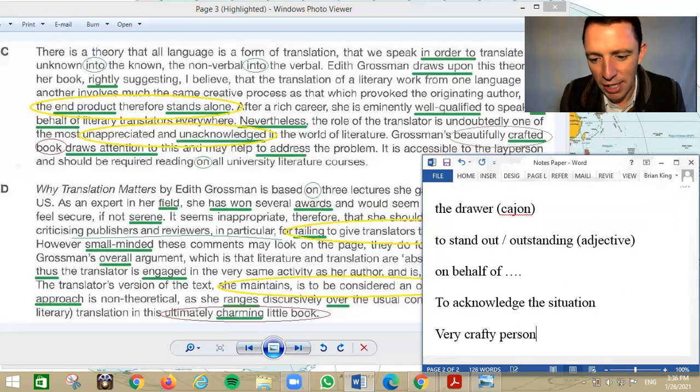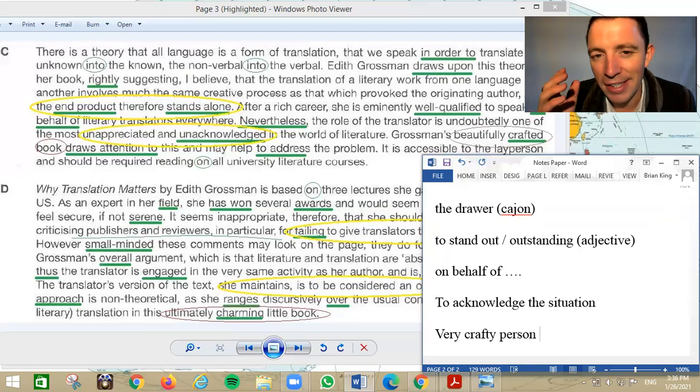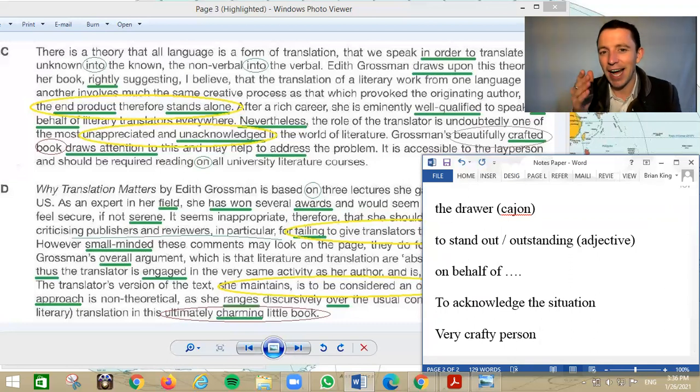A very crafty person is a very maybe cynical person or very dangerous person, like a fox. In Español, zorro, un poquito como un zorro. A very crafty person, very tactical.